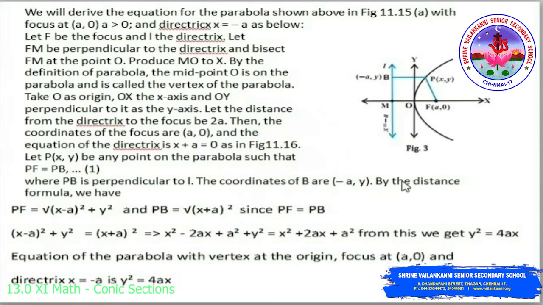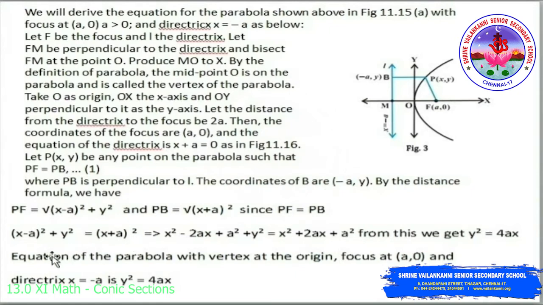Then by the distance formula we have PF equal to the square root of (x minus a) whole square plus (y minus 0) whole square. Then PB is equal to the square root of (x plus a) whole square plus (y minus y) whole square, so we get the square root of (x plus a) whole square. Since PF equals PB, they are equidistant.